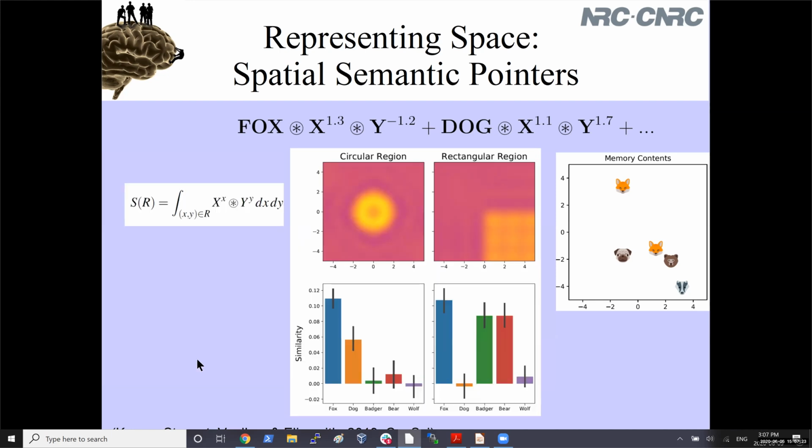Well, if vectors can represent points, and if they can represent multiple points, vectors can also represent regions, right? And so you can just define the vector that represents this region, and now I can do queries like, oh, is there an object in this area? Is there an object near the center of the screen? Is there an object in the bottom right? Right? And again, if I ask it for what's in the bottom right, it'll say, oh, okay, there's a fox, a badger and a bear, or at least I have a vector back that is similar to fox and similar to badger and similar to bear. It is not similar to dog or wolf.